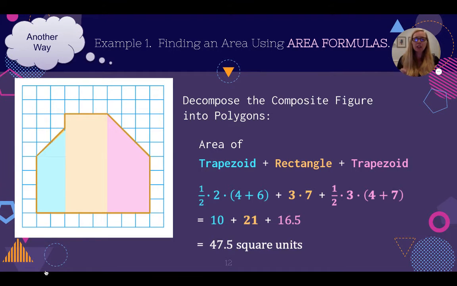Okay. Try not to get too overwhelmed by this. I color-coded it so you can just chunk out one piece at a time. Kind of think about your order of operations for the blue trapezoid, and then do your order of operations for the rectangle, and your order of operations for the pink trapezoid. You can use a calculator to help you with the actual multiplication.